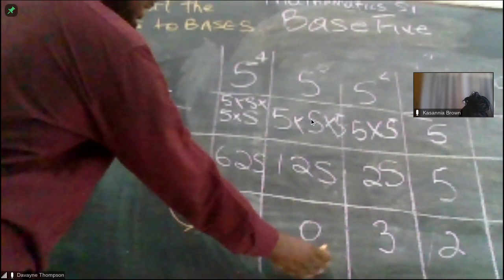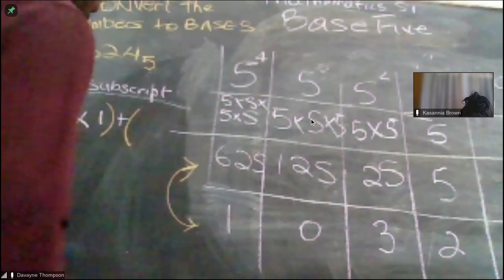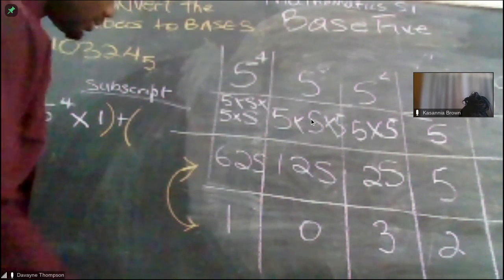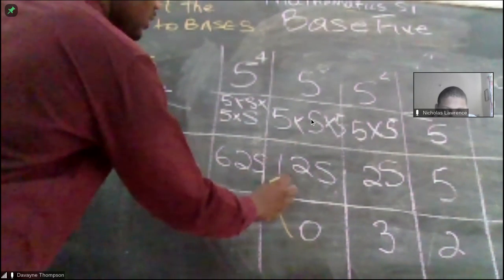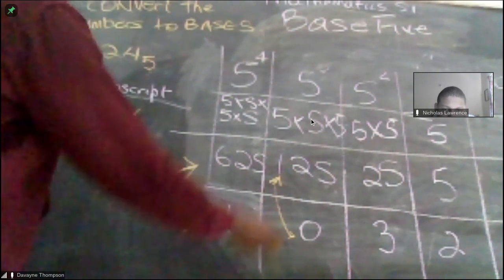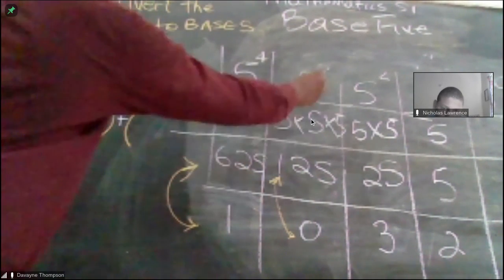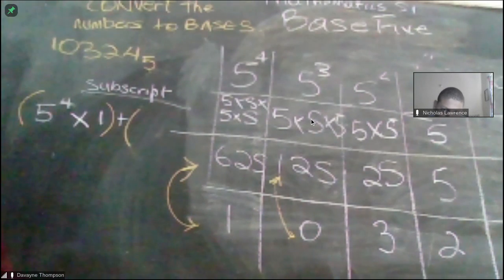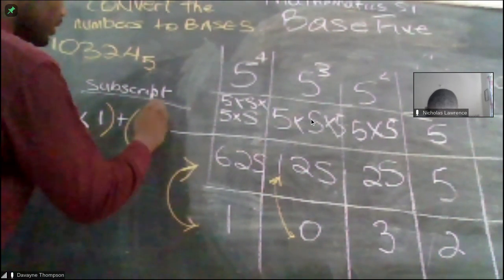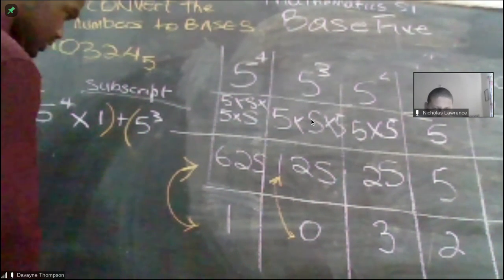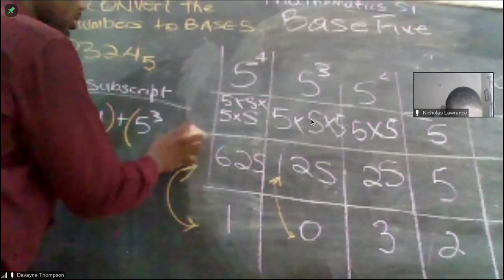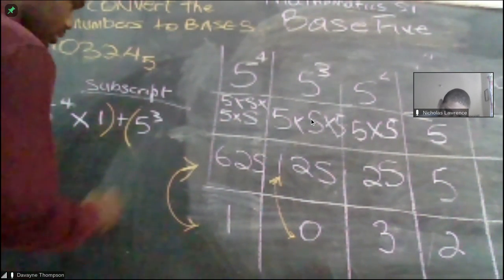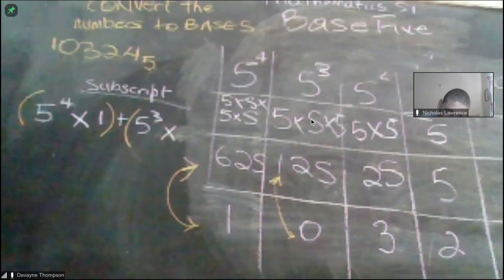We have a 0, and what's the power of 125? Nicholas? What is the power to express 125 as a power of 5? Look in the top row. That should be 5 to the 3. Right. So we're going to put 5 to the 3 multiplied by what, Nicholas? What value is here?